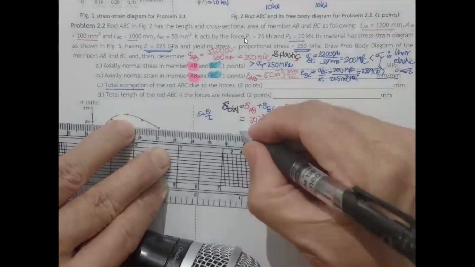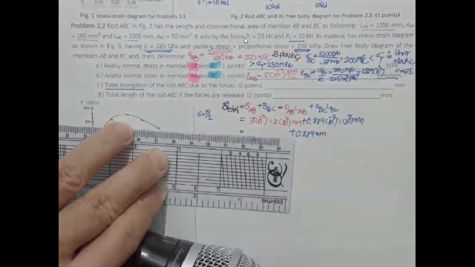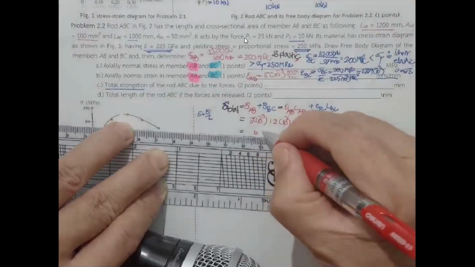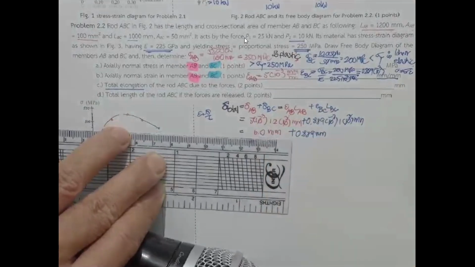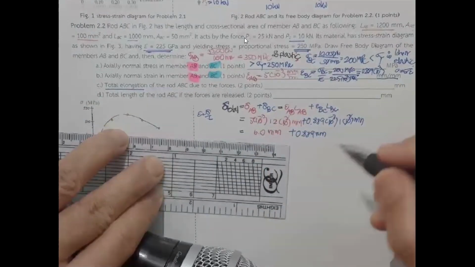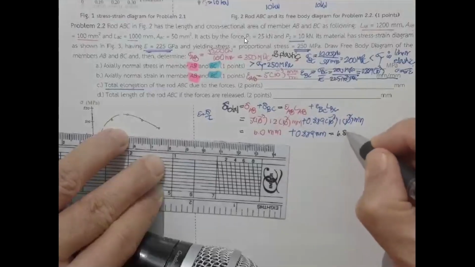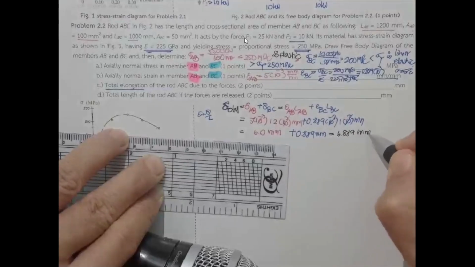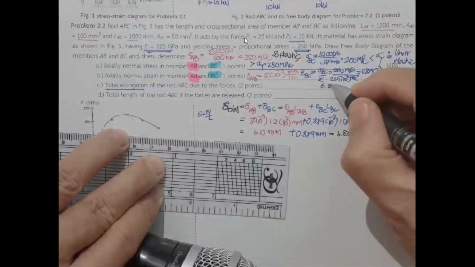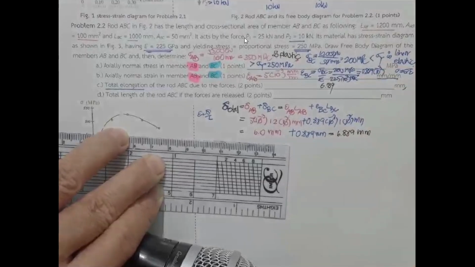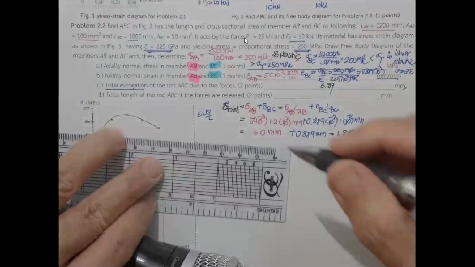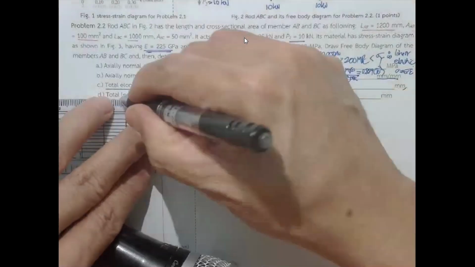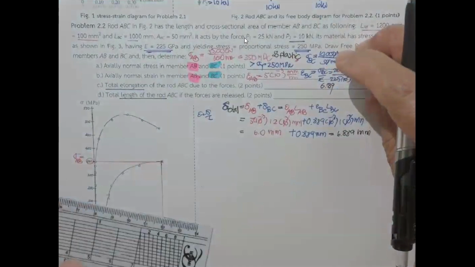And for the first one, 5 times 1.2 is going to be 6.0 millimeter. Okay, so the total of this one is going to be 6.889 millimeter, or you may say it's going to be 6.89 millimeter. It's okay. Okay, and for the last one, again, total length of the lot A, B, C.